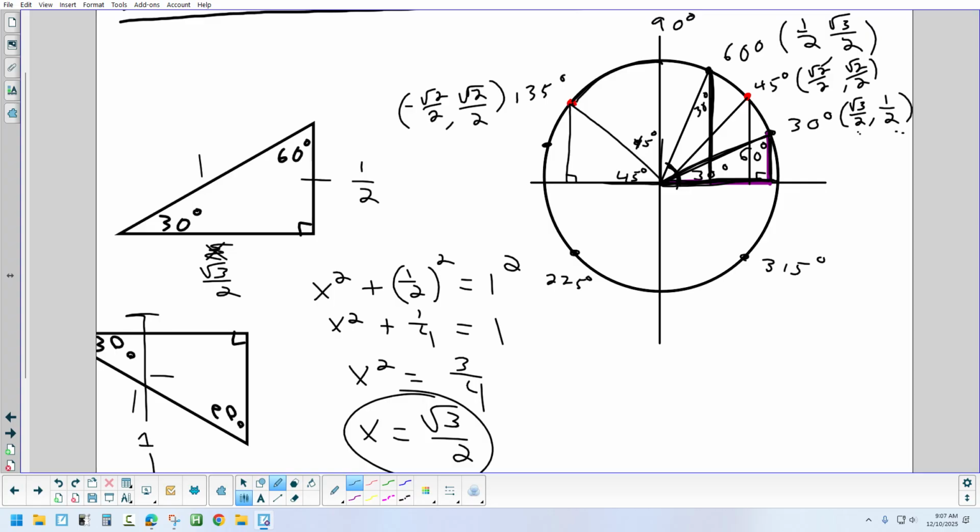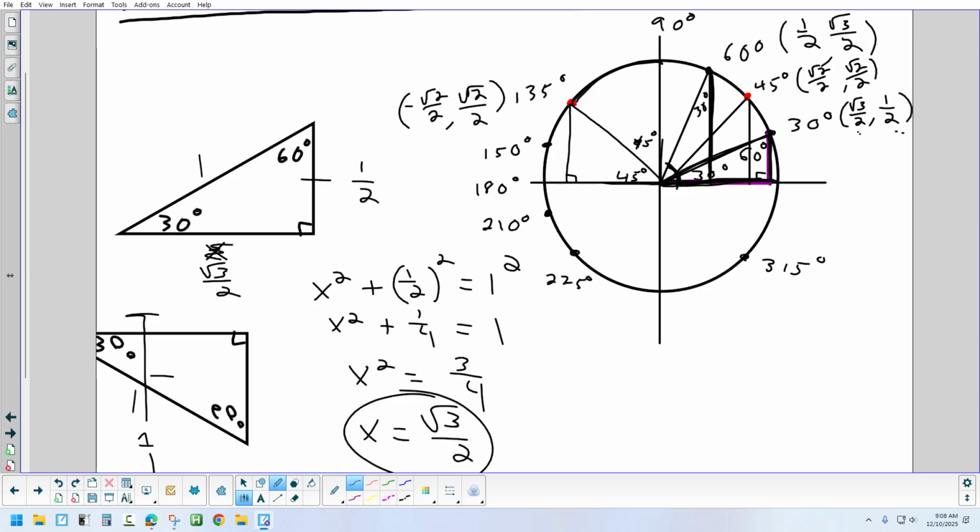Yep, 60. Well, it's going to be bigger than 135 because that's 180. 150. Yep, that's your 150. And then we could take that same point and reflect it down here. What angle would that be? Yep, 210. That's your 210.